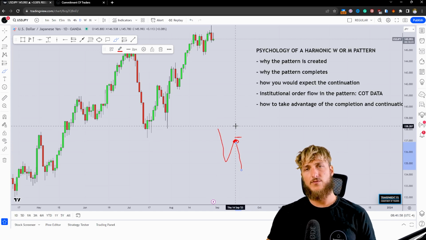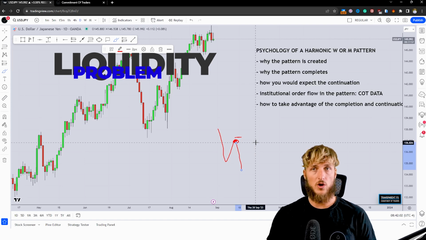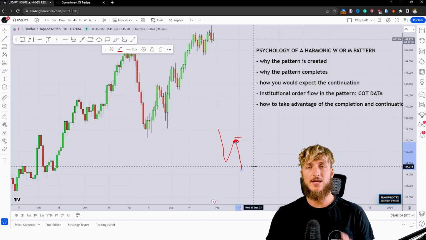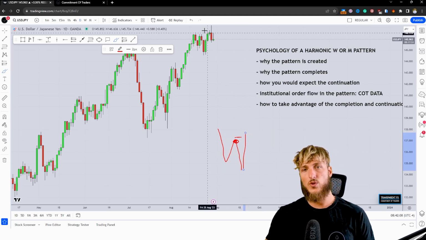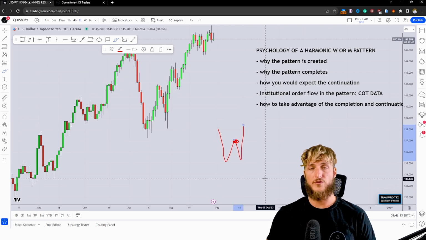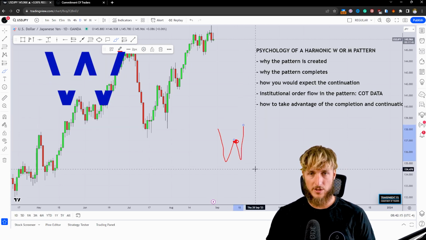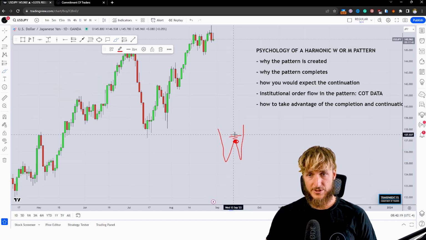So if institutions don't have enough liquidity in the market to satisfy all their orders, what they will have to do is go and hunt their stop losses, right? And in order to hunt stop losses, what they will need to do is to create a W formation. That is why W formations are created, because all the stop losses are above this high.